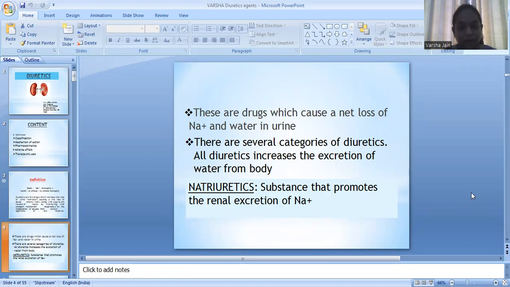There are several categories of diuretics. All diuretics increase the excretion of water from the body, and there is also a term, natriuretics, which are substances that promote the renal excretion of sodium.